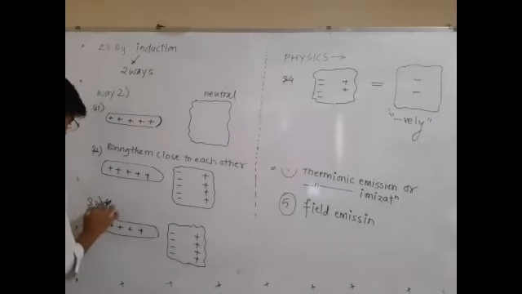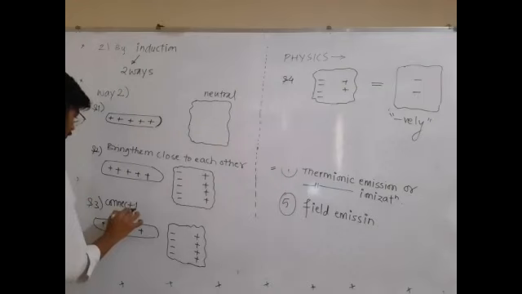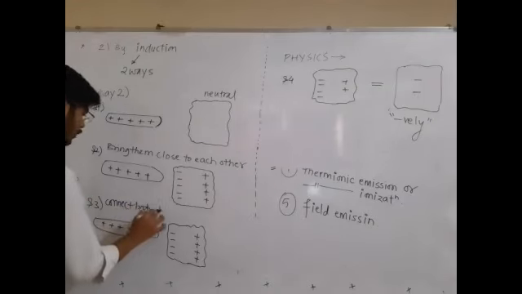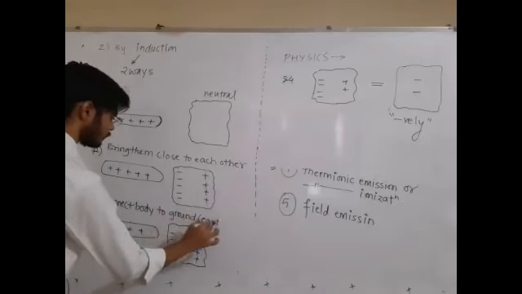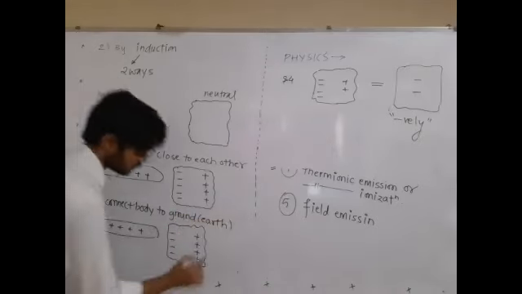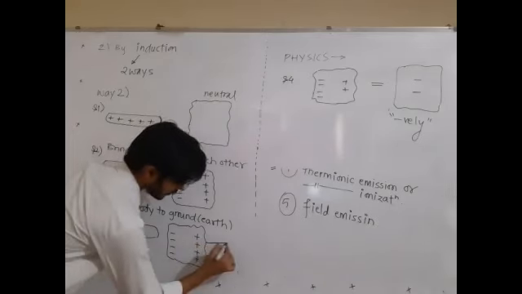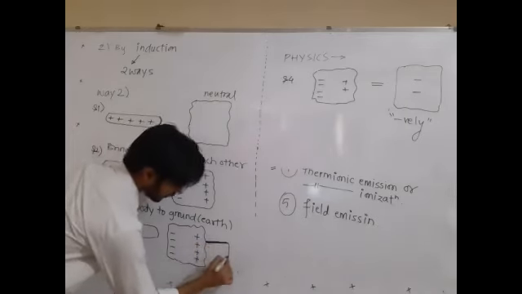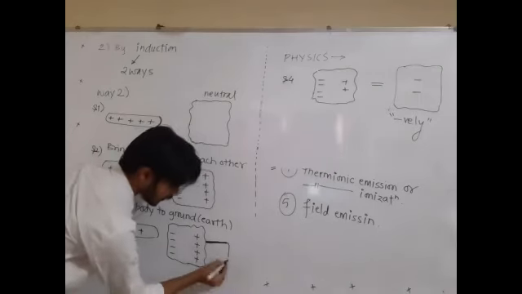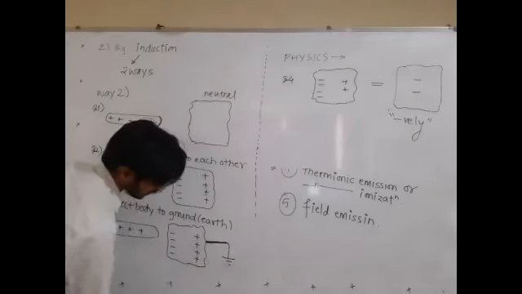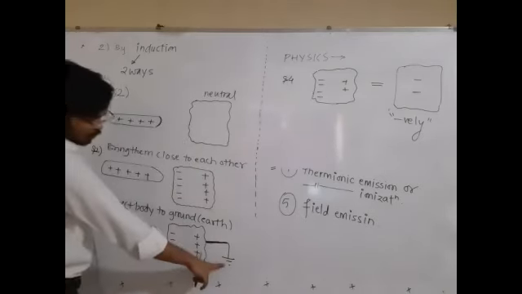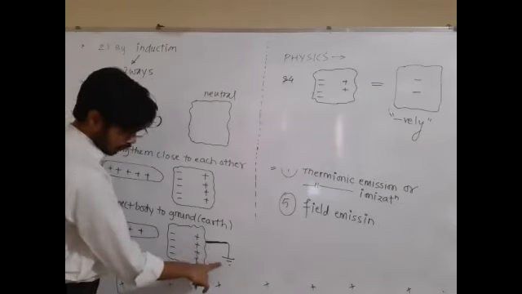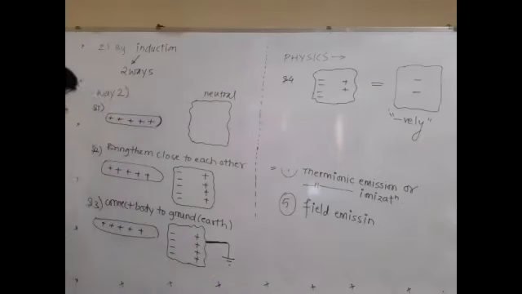Step number 3 is connect the body to ground. Ground means earth. So take a conductor like copper or aluminium and connect the object to earth. How to indicate earth? By this symbol. This is the symbol of ground or earth. We are connecting the object to ground or earth.